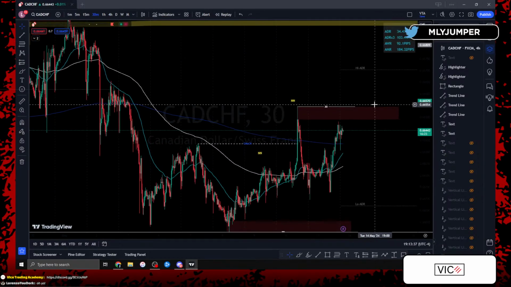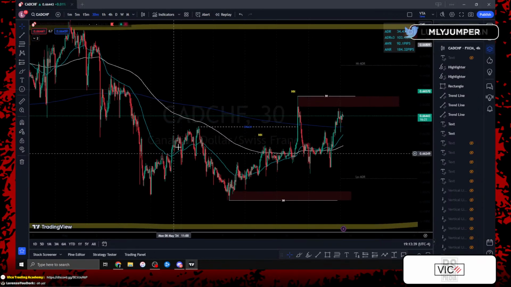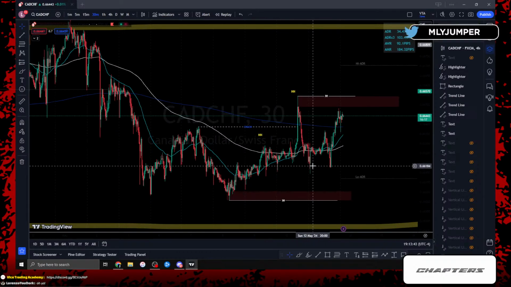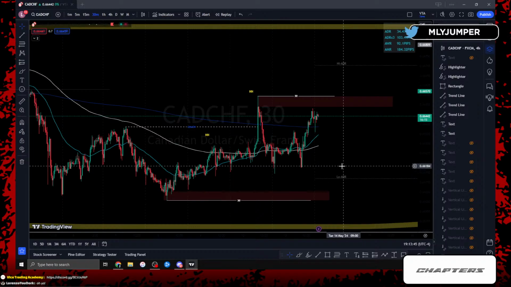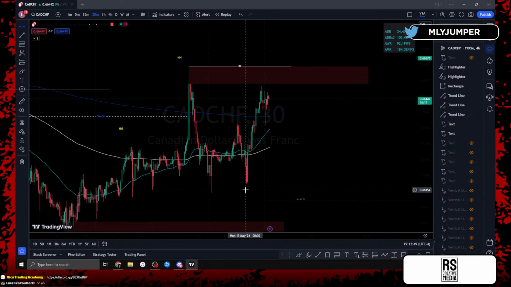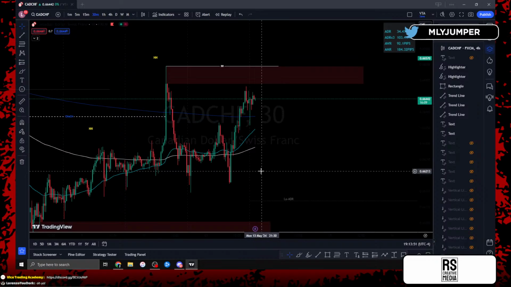Start looking for the change of character and break of structures. We have lower low, lower high, lower low. Price gave us a higher high, change of character, higher low, and price here is just kind of moving sideways, right? In the 30-minute time frame, what time did this start moving? Right, during NYC session, not bad.